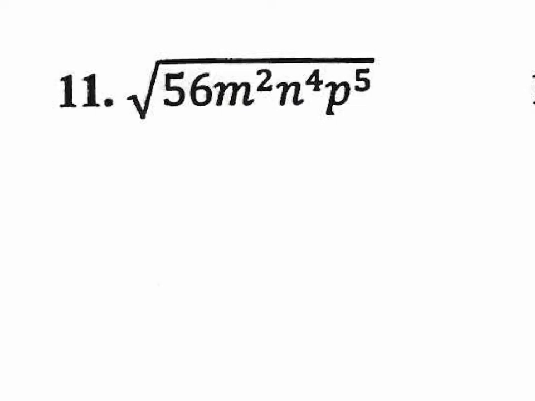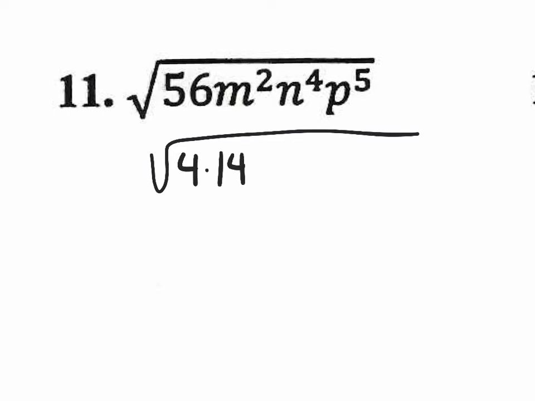So on number 11, if you want, you could break up the square root to each of the terms and then simplify each of the square roots. Or you could start getting it ready to take the square root. So you could just rewrite the whole thing, but instead of 56, 56 is not a perfect square number. What could we rewrite 56 as? 4 times 14 is 56. So you could rewrite it as 4 times 14.